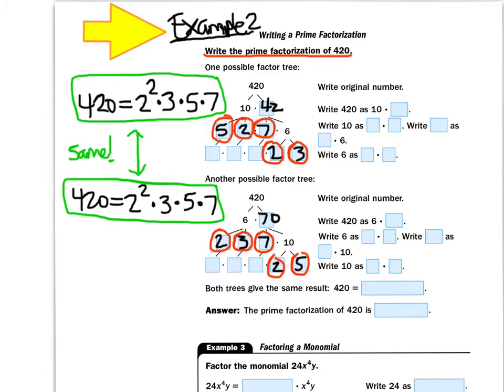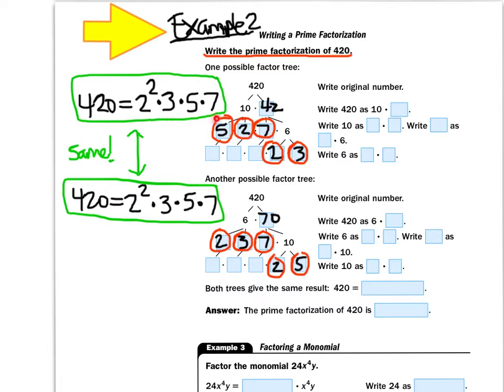And then the next thing I do is just write this in order. But remember, put the bases in order from least to greatest. So see how 2 is the smallest prime number that we had in our tree? So I see I have 2 of them. So 2 to the second power, and then 3 would come next, times 3, and then 5 would come next, times 5, and then 7 is last, times 7.